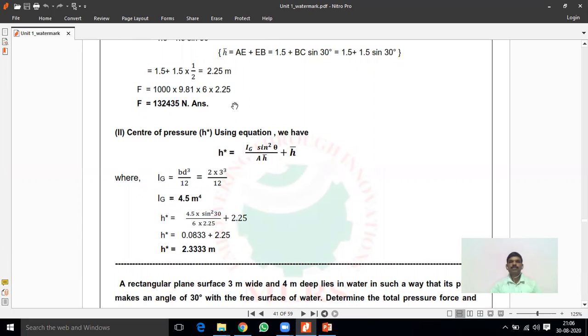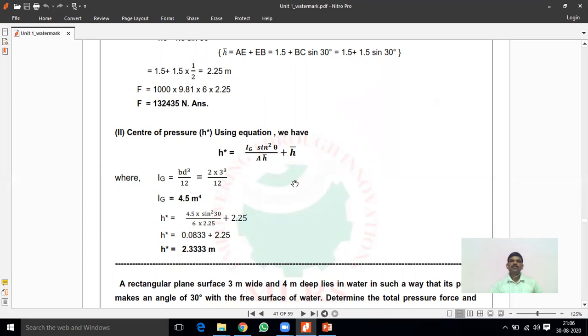So now in this problem also you can see, H bar is equal to 2.25 meter, but H star is equal to 2.333 meter. Okay, so this is the answer. Okay, so always H star is greater than the H bar value.